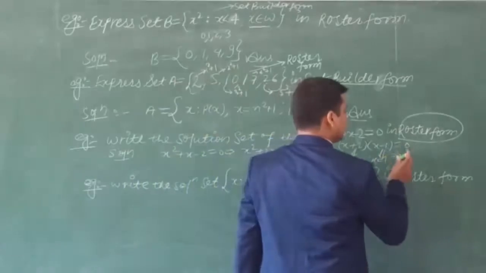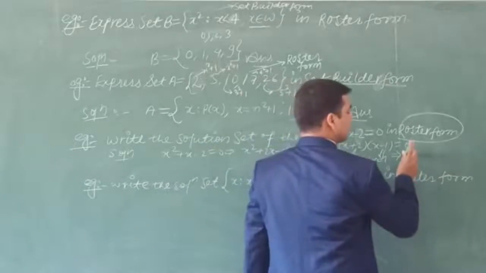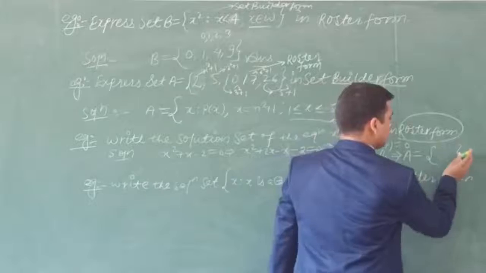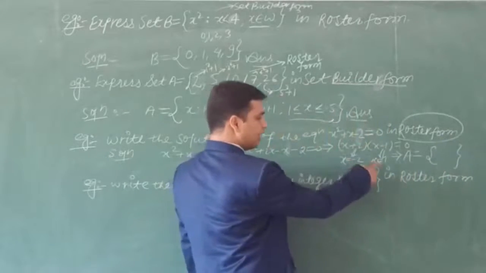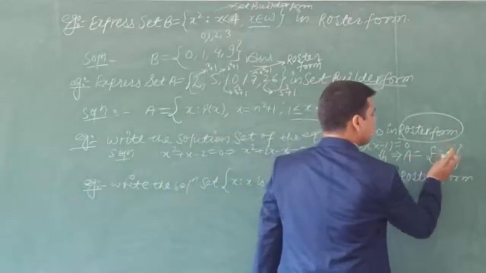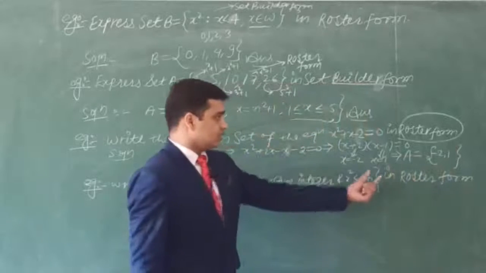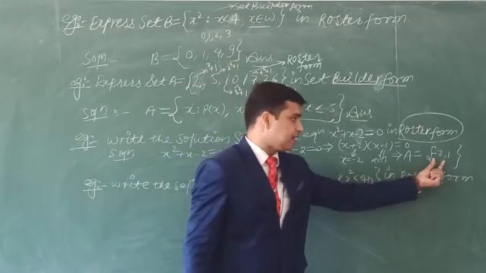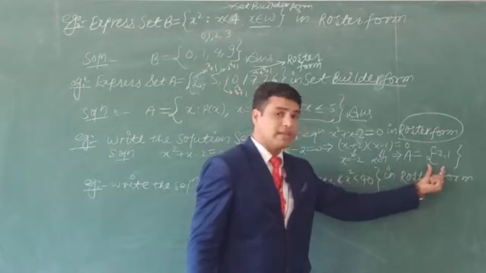Okay, so finally you can write here set A, I am going to consider. Anything you can consider, no issue. Set A. What are the elements of this? Minus 2 and 1. See this. This is in roster form. Numerical values we are getting here, separated by comma and enclosed by curly brackets.